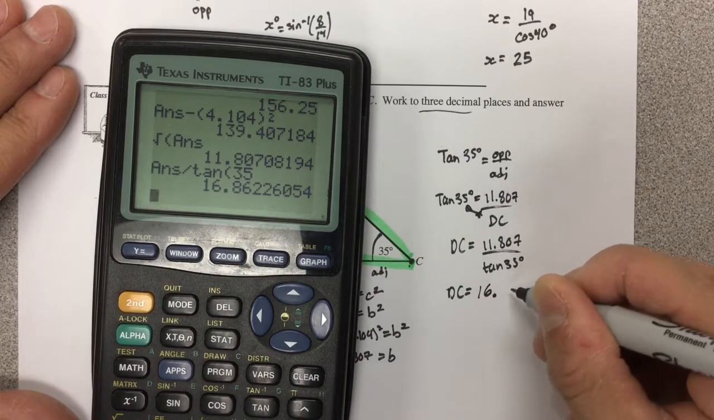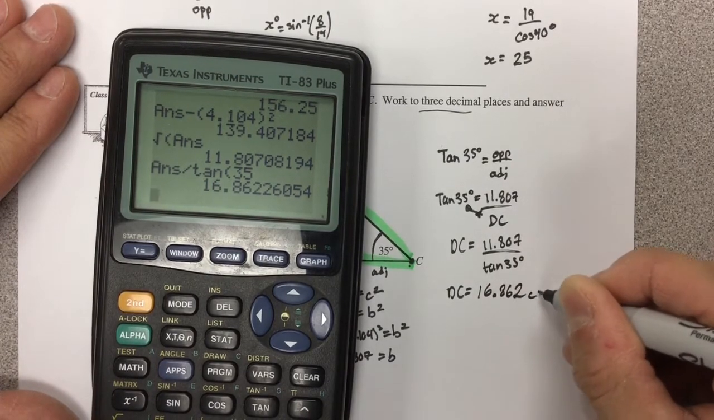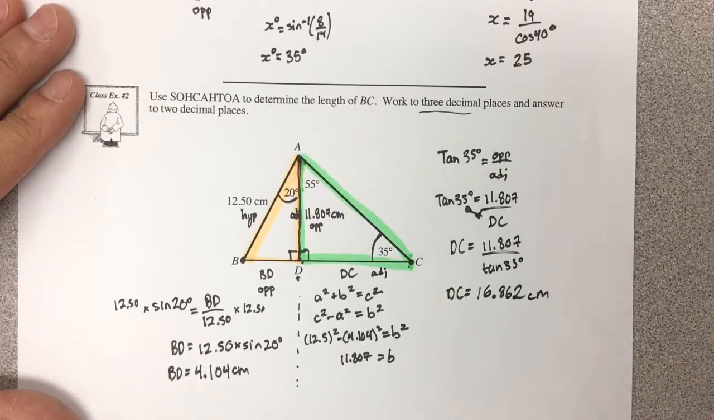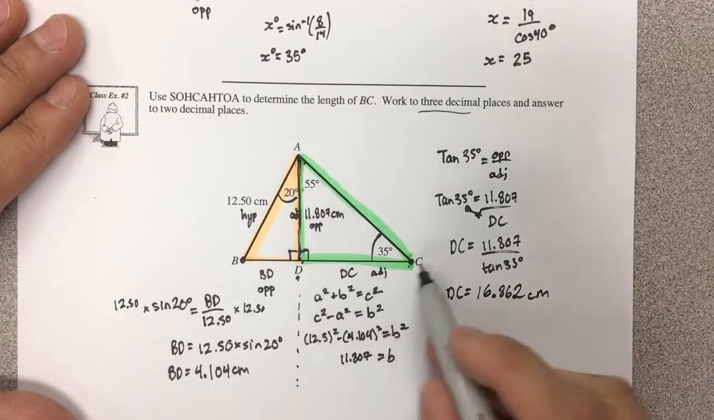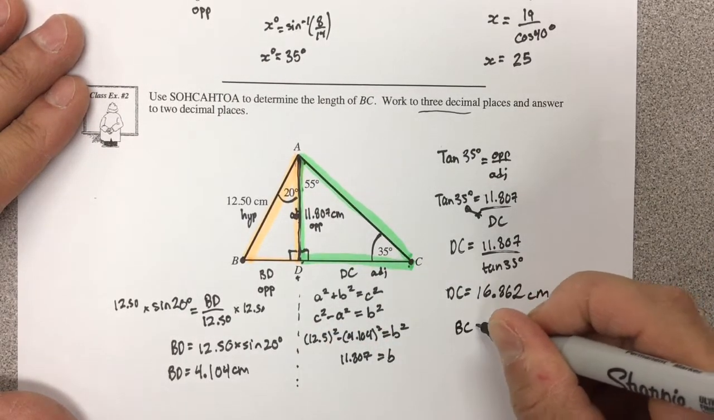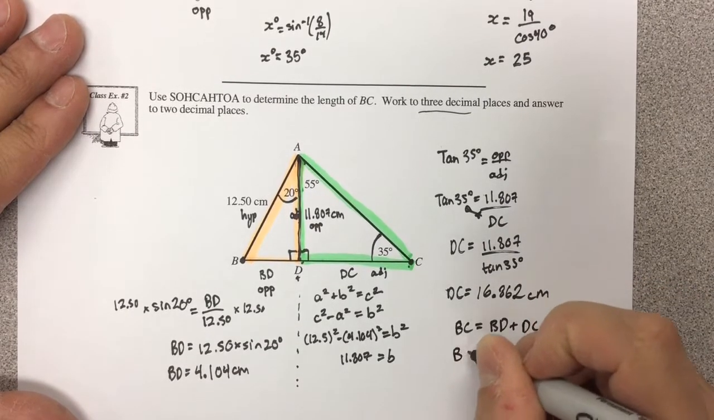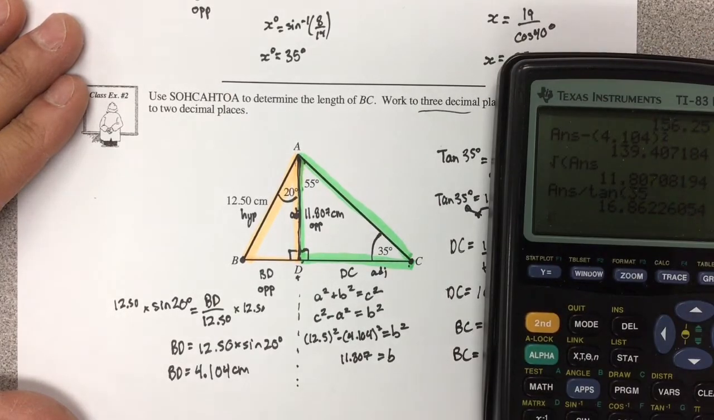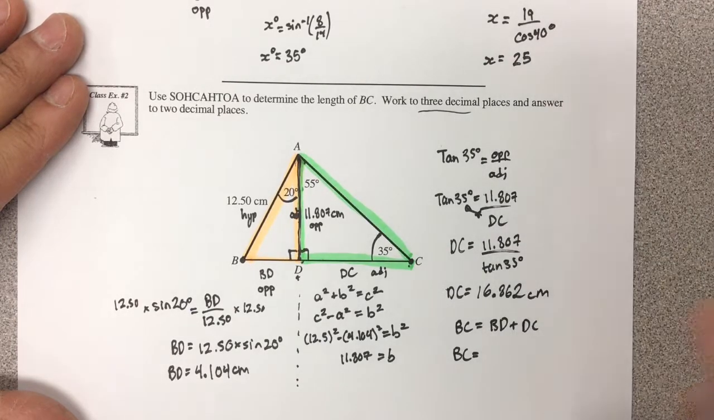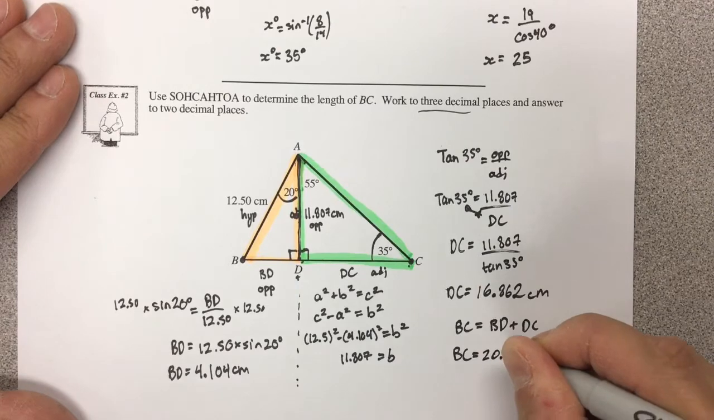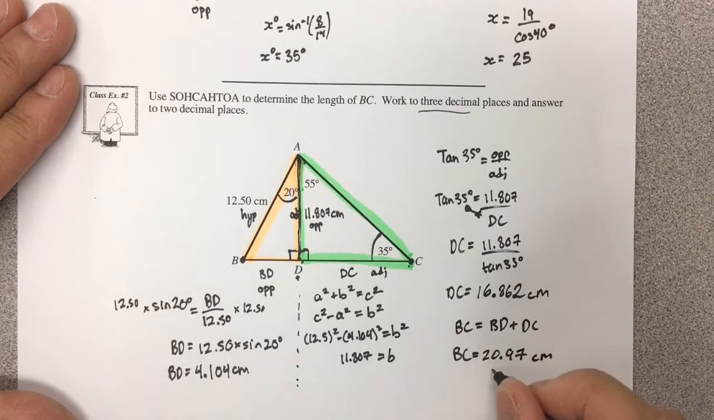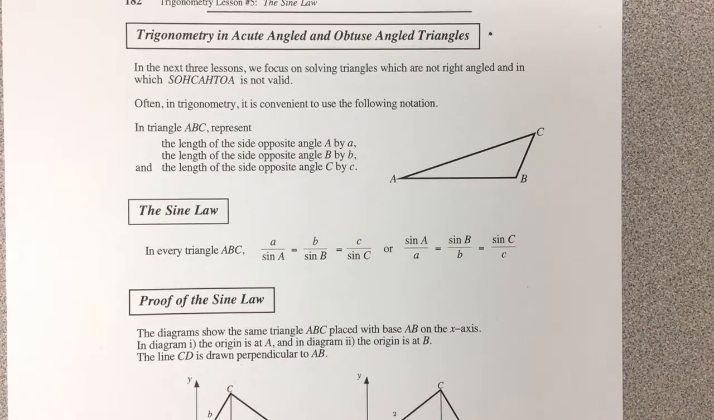DC is equal to 16.862 centimeters. Now, the length of DC, or sorry, from B to C, is equal to BD plus DC. So BC is equal to 16.862 plus 4.104, and we get a length of 20.97 centimeters.